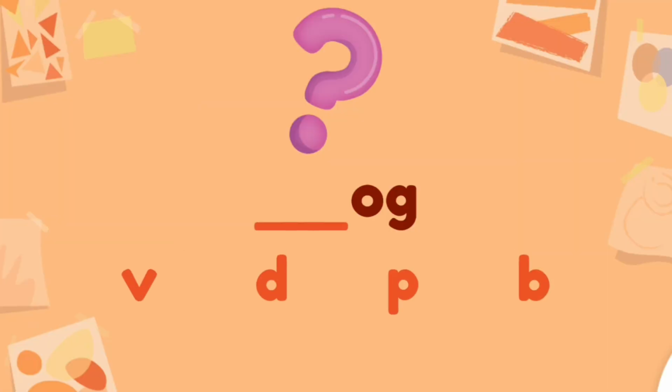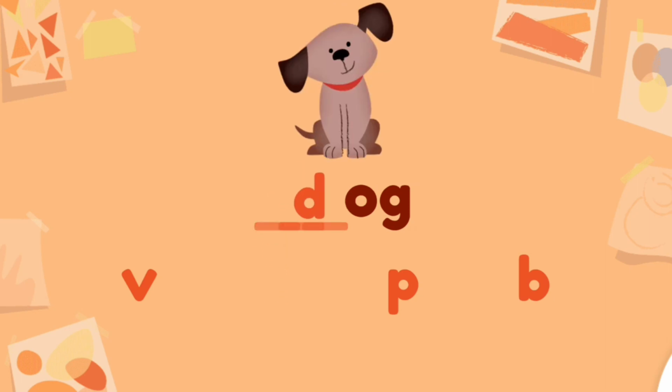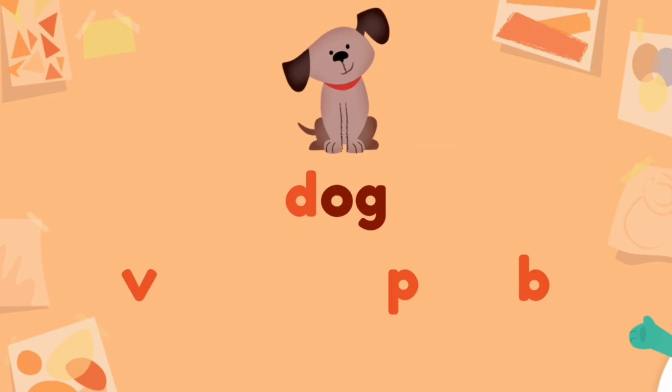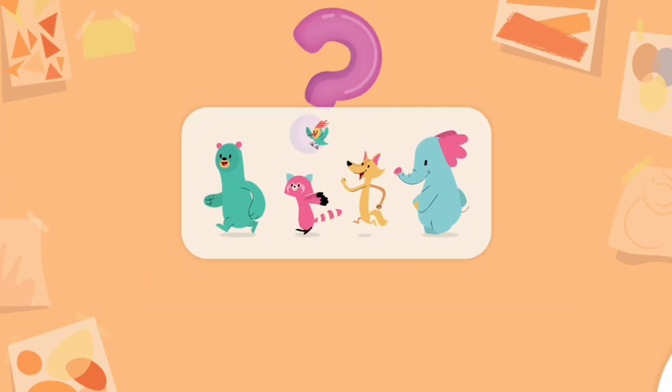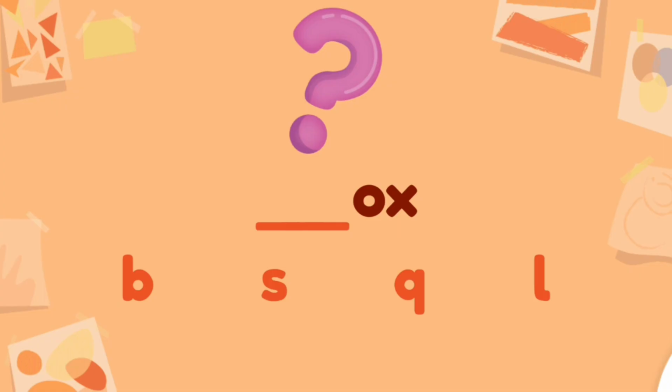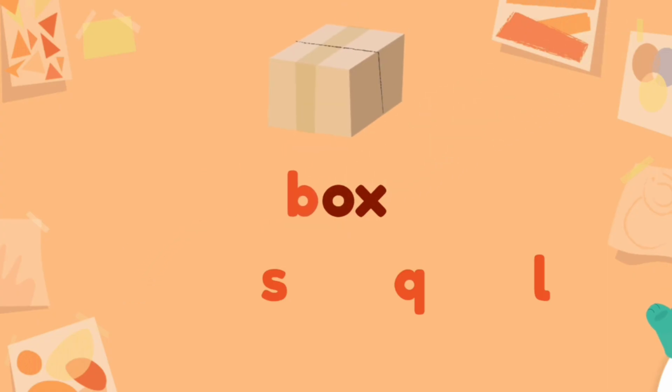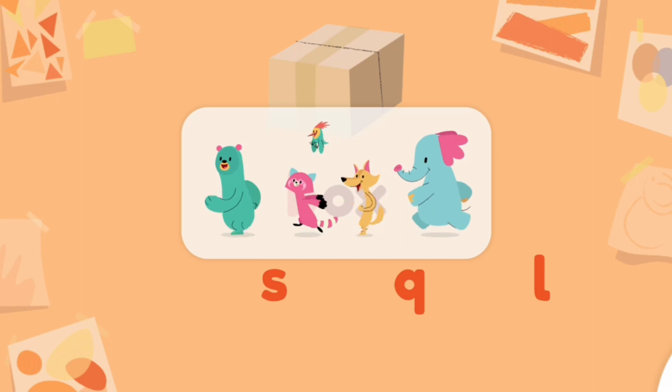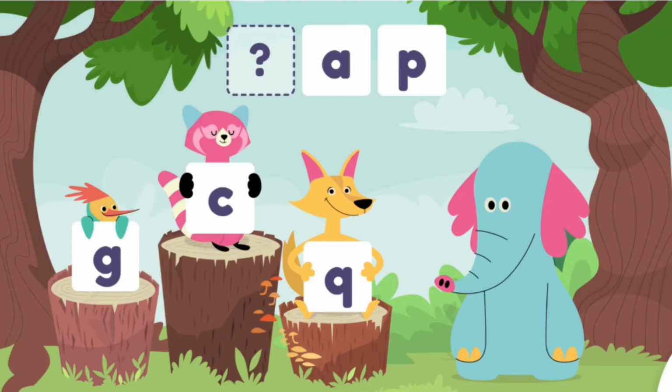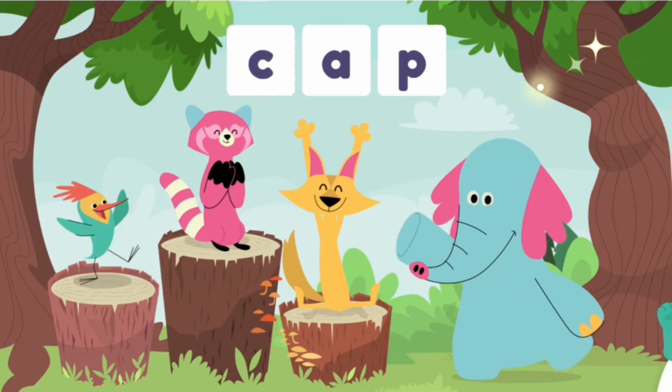Slide the letters to spell the word dog. D. Super! You spelled D-O-G. That's the word dog. Slide the letters to spell the word box. B. Super! You spelled B-O-X. That's the word box. Spell the word cat. K. Great job!